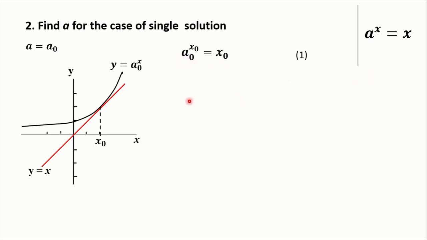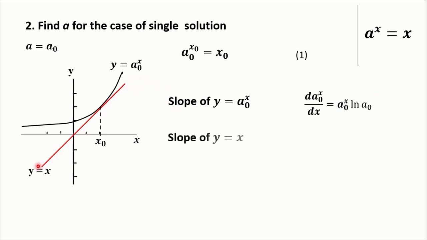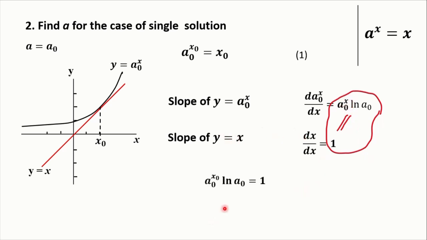To find the second equation, we will take into account that the slope of red line and black line at this point are equal. The slope of black line is a derivative of this function with respect to x, and this derivative is equal to this value. The slope of straight line is again derivative of this equation with respect to x, and it is 1. At this point, these 2 slopes are equal, so we replace here x with x0, and we have the second equation for a0 and x0.